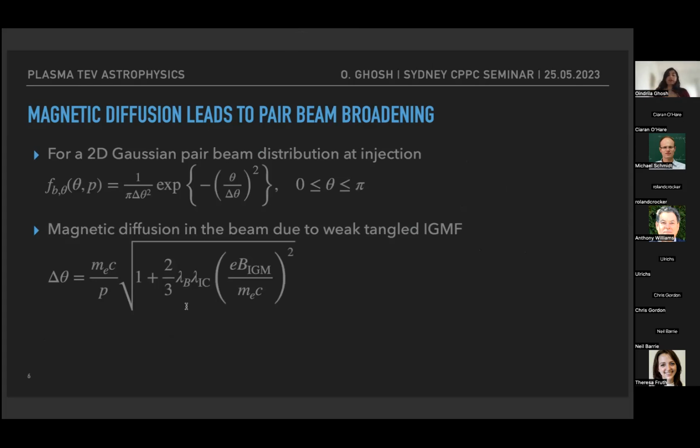So how does the magnetic diffusion work? Say you assume a two-dimensional Gaussian pair beam distribution at injection, meaning when the pairs are being produced from the interaction between the TeV gamma rays and the EBL. So this is the Gaussian pair beam distribution, and the magnetic diffusion in the beam could be estimated in terms of the correlation length and the inverse-Compton characteristic length, and the strength of the intergalactic magnetic field, of course.